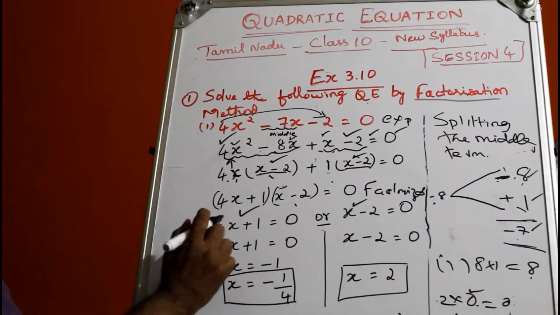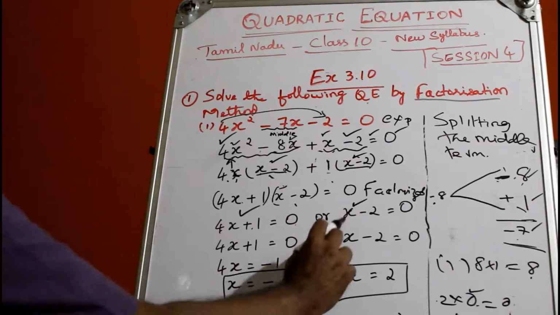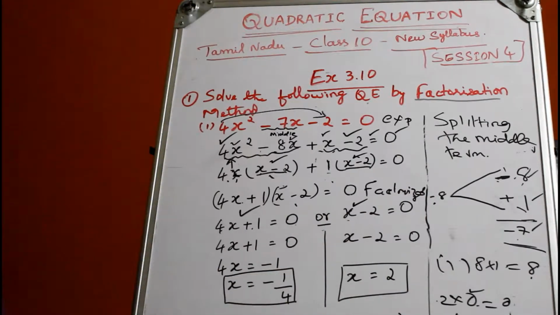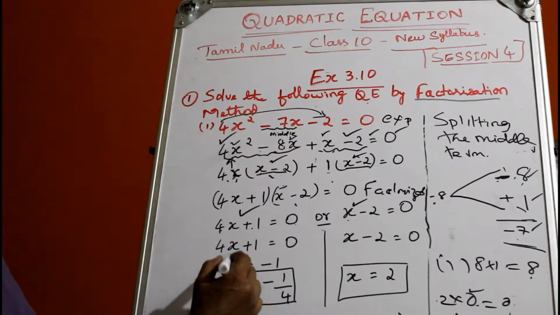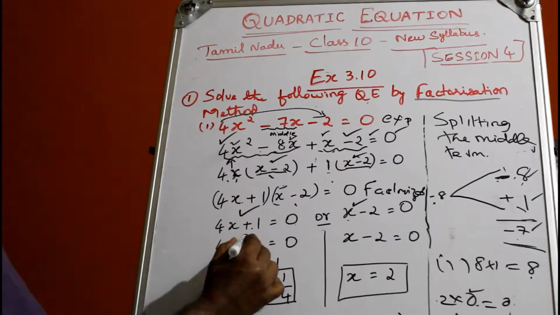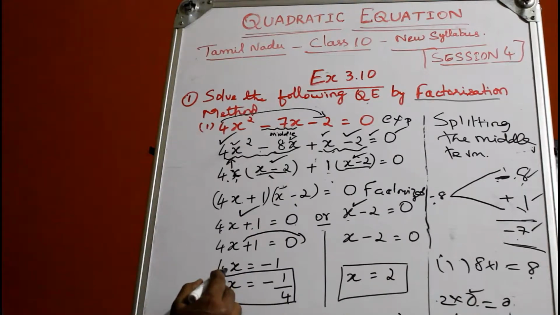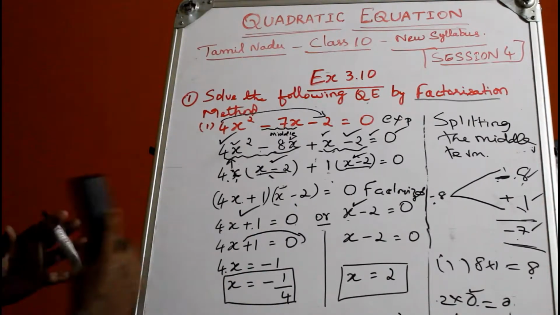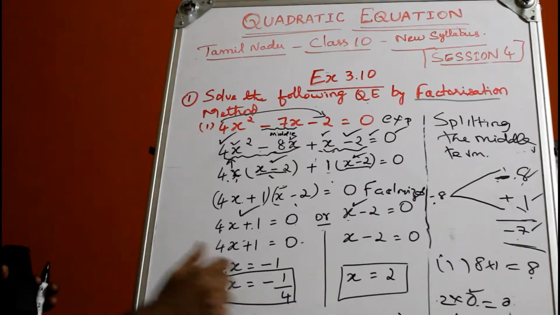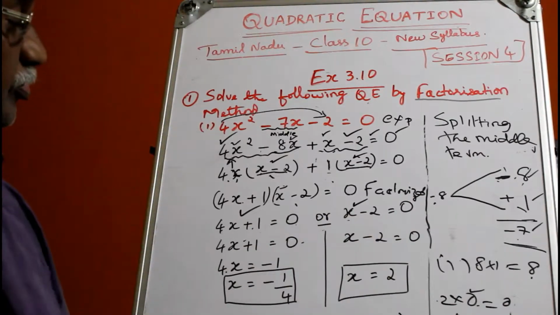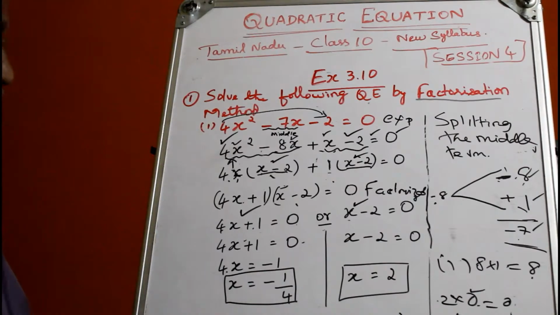So either 4x plus 1 can be 0 or x minus 2 can be 0. So write like this, 4x plus 1 is 0 or x minus 2 is 0. So 4x plus 1 is 0, take the 1 that side. When you take the 1 that side, it becomes 4x equal to minus 1. And you get x equal to minus 1 by 4. Bring the 4 down. Here x minus 2 equal to 0 means x equal to 2. These two are called solution set or values or roots.